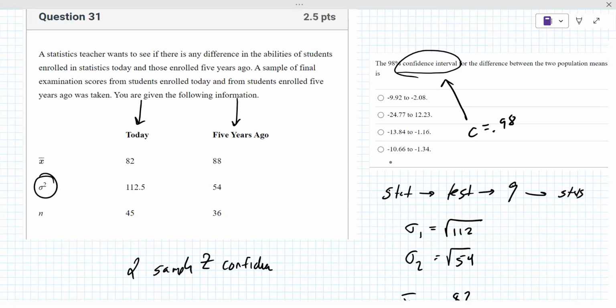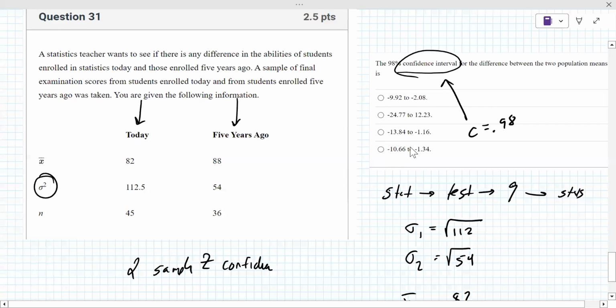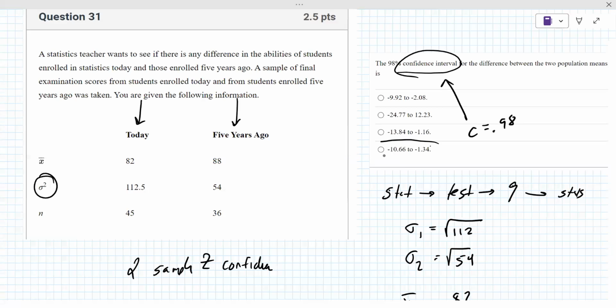Okay, I got 10.652, negative 1.354. Pretty close. Rounded down though on the answer.